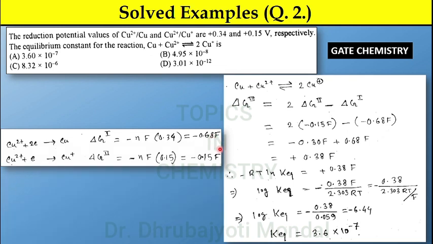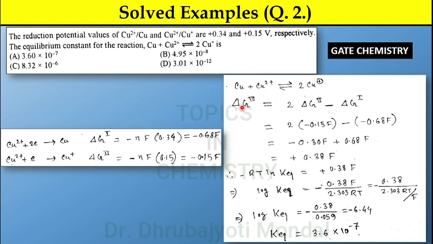Clear? So how do you get delta G3? Delta G3 is equal to minus 0.30 F plus 0.68 F, that is equal to plus 0.38 F. So remember, Gibbs free energy is an additive property. That's why you can get the equation like this: delta G3 is equal to 2 delta G2 minus delta G1.